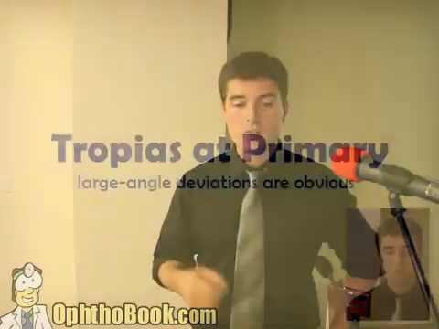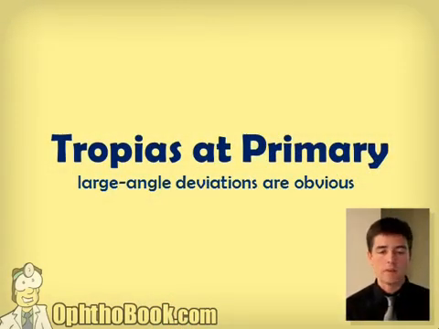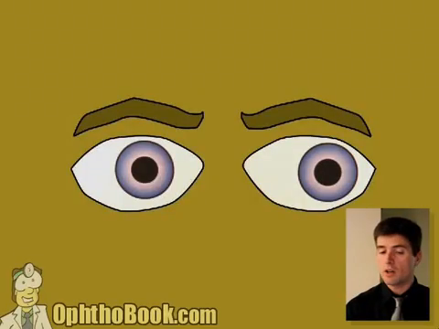Our job here is not to find the cause. I'm not looking, is that a third nerve palsy, is it a fourth nerve palsy, is it decompensated exotropia? We don't need to know that stuff. We just need to know how to recognize it and document it. So we're going to begin with some easy stuff, the basic tropias at primary. And when they're very large, they're quite obvious.